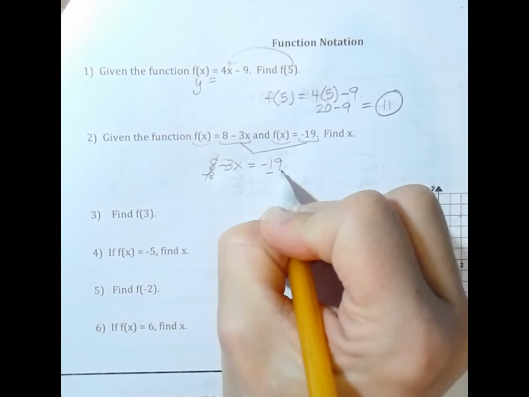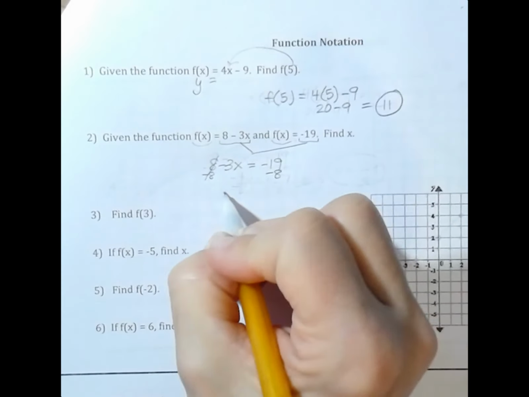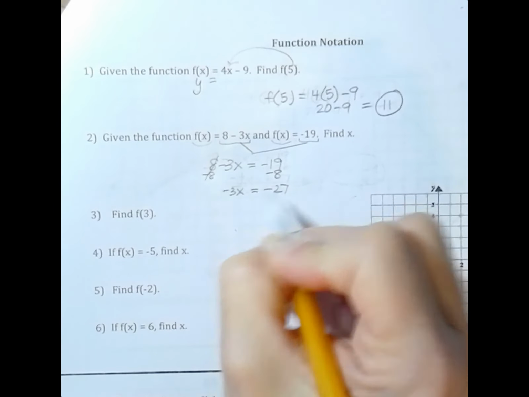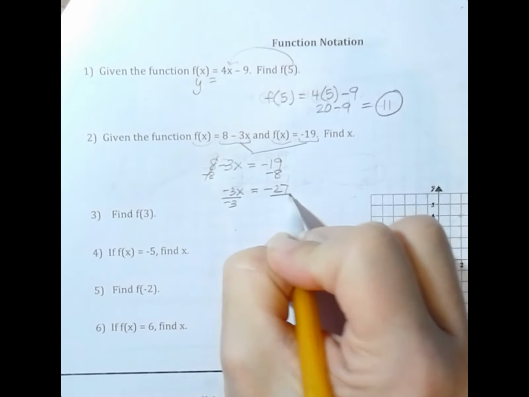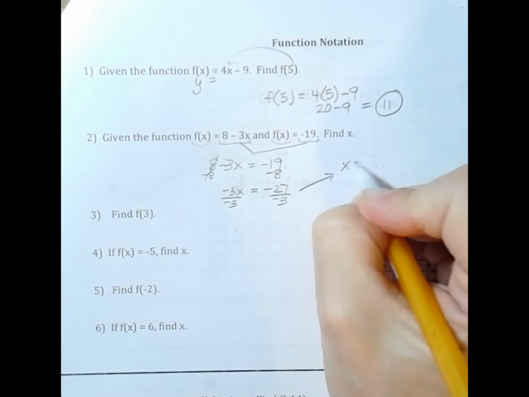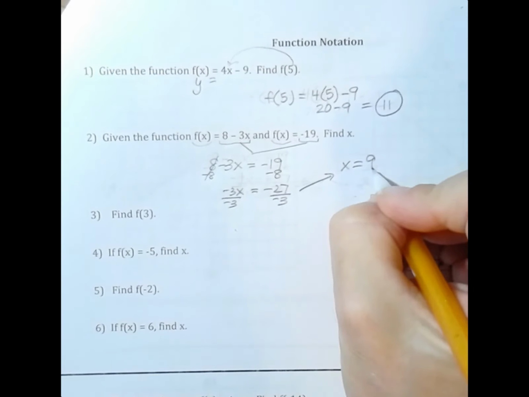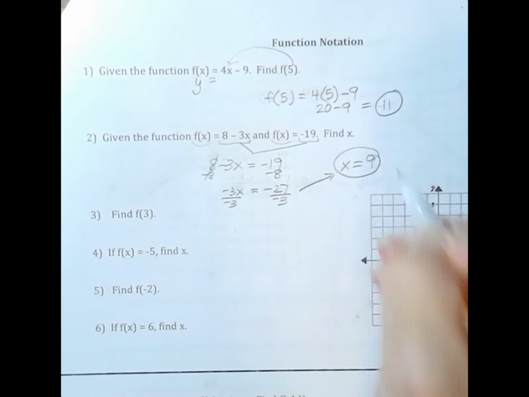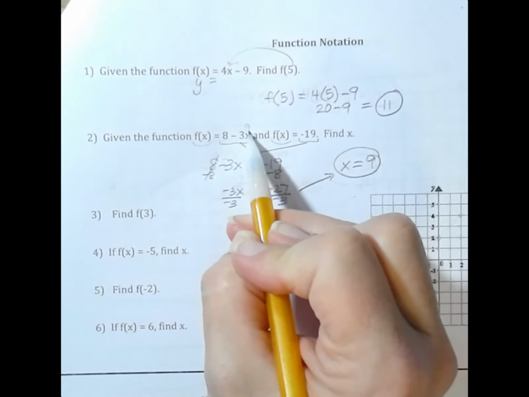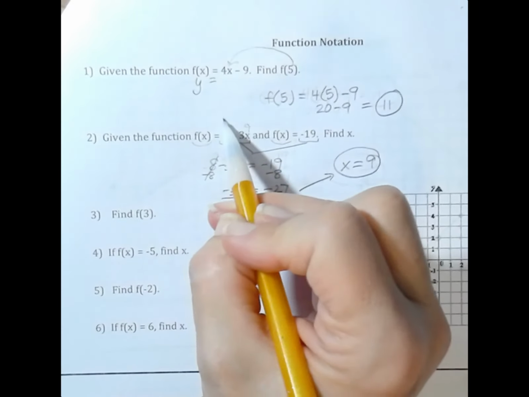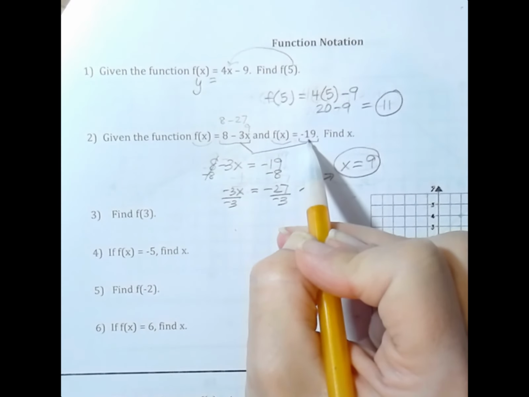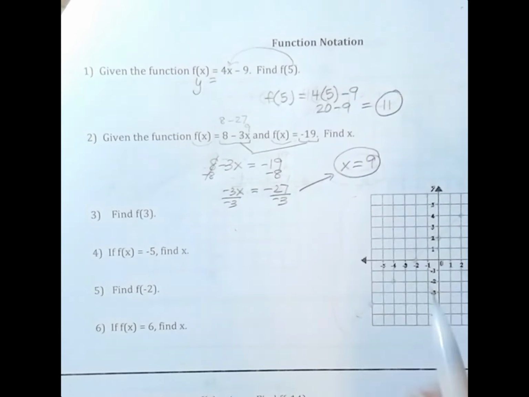Subtract 8 from both sides. You get negative 3x equals negative 27, and then divide by negative 3. And you get x equals 9. Let's just plug that in and make sure. 9 times 3 would be 27. 8 minus 27 would be negative 19. So you can always check your work there.